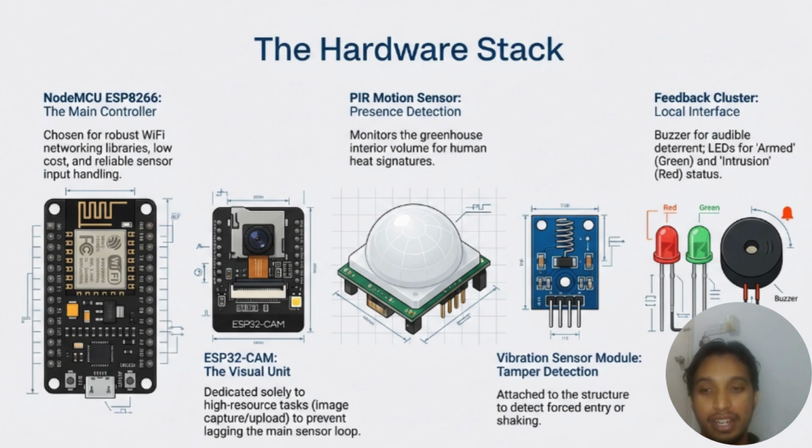Okay, now let us summarize the main hardware components of our IoT project. The Node MCU ESP is selected for its reliable Wi-Fi capability and sensor handling. The ESP32 CAM is dedicated to image capture to avoid overloading the main controller. Then the PIR motion sensor detects human presence inside the greenhouse, while the vibration sensor detects physical tampering. Feedback is provided using LEDs and buzzers, forming a simple but effective local interface.